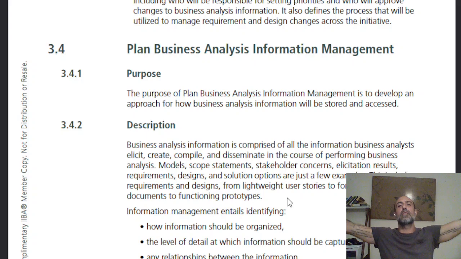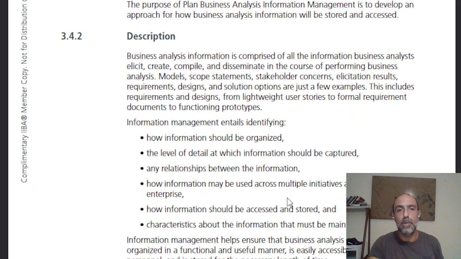What's the purpose of planning business analysis information management? The purpose of planning business analysis information management is to develop an approach of how business analysis information will be stored and accessed. Wow. Description: business analysis information is comprised of all the information business analysts elicit, create, compile, and disseminate in the course of performing business analysis. It's a ton of information, man.